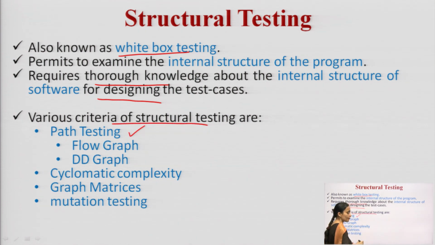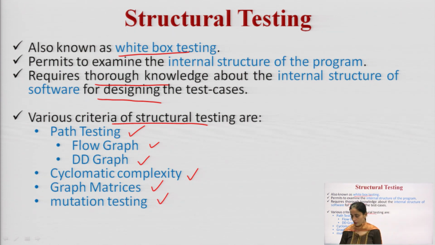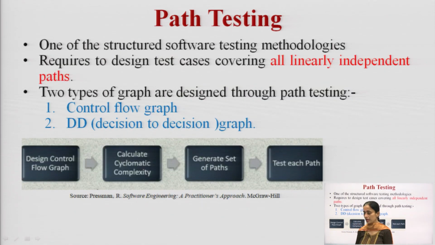One of them is path testing. This path testing can be achieved by either drawing the flow graph or the DD graph, or we can calculate the cyclomatic complexity for structural testing. We can draw the various graph matrices and we can do the mutation testing. So, we will be focusing on all of these criteria one by one. Let us start with the path testing.